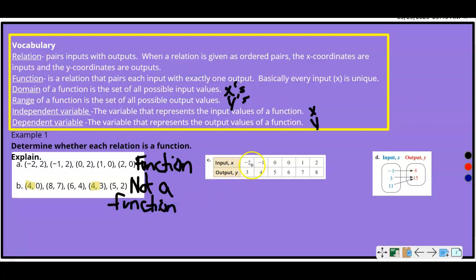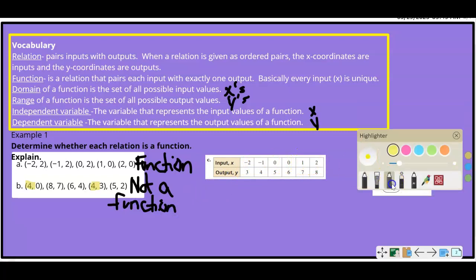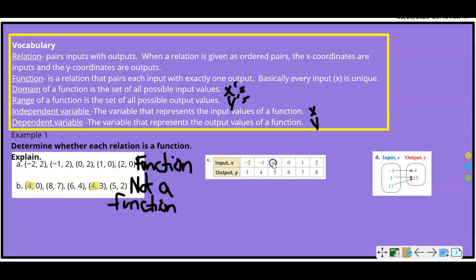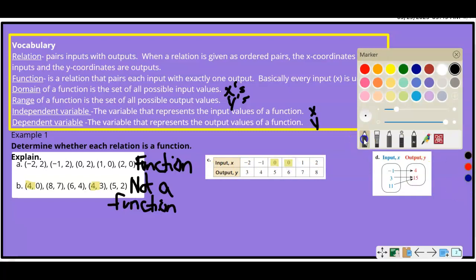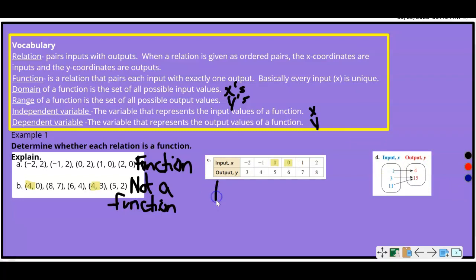All right, C part: -2, -1, 0, 0, 1, 2. Again, it has two x's that repeat. We have 0 and 0 that shows up twice. So C part would be not a function.